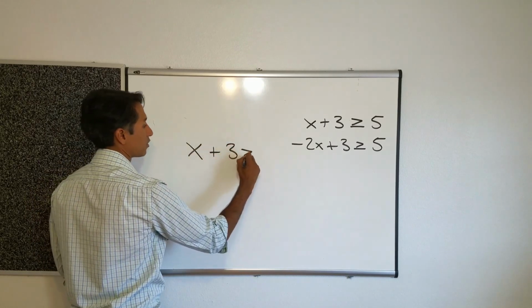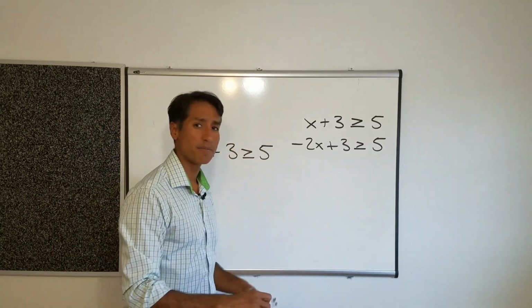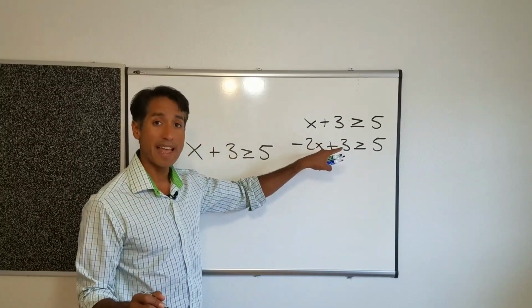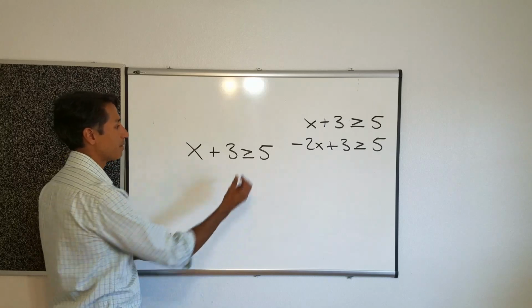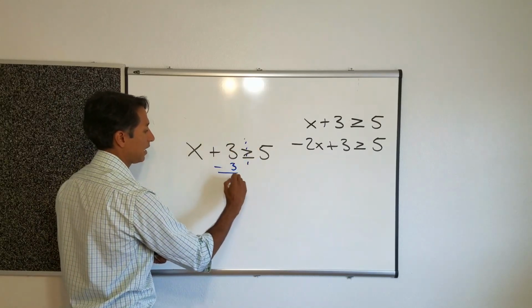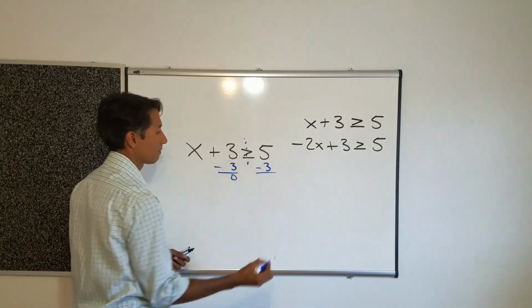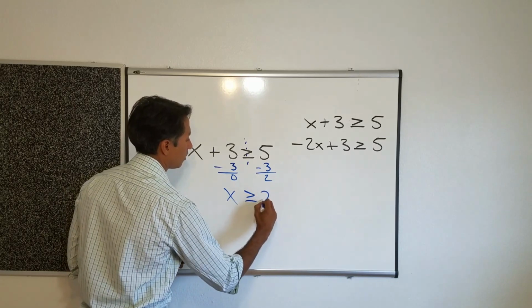x plus 3 is greater than or equal to 5. If you think you know what to do, I say go ahead and do it. Pause this video, see what you get, check with me, okay? Same problem, so it shouldn't take me too long. This is the barrier. We subtract 3, which you do to one side, you do to the other, and get a 2. So x is greater than or equal to 2.